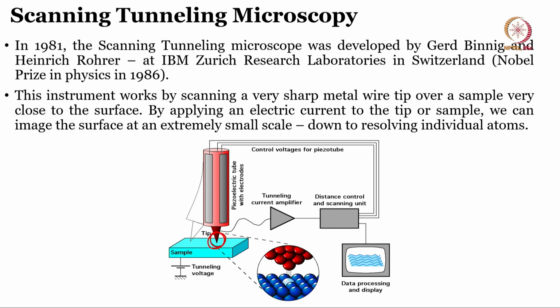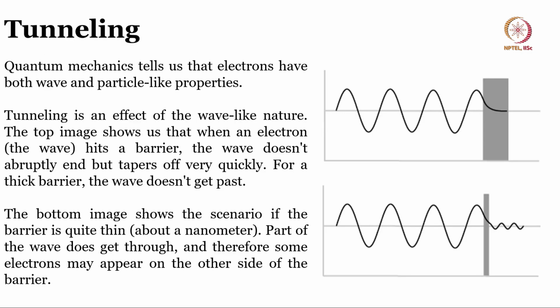And there is a tunneling current amplifier, and a distance control and scanning unit, so you can understand where the probe is. There are piezoelectric tubes which tell how far down the probe is, and what the distance is between the probe and the atoms. We can scan the tip, and when we say tunneling, if you understand quantum mechanics, it tells us that electrons have both wave and particle-like properties, but tunneling is an effect of the wave-like nature.